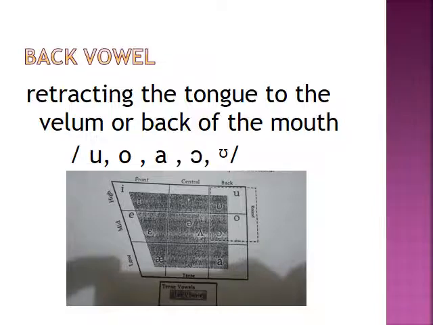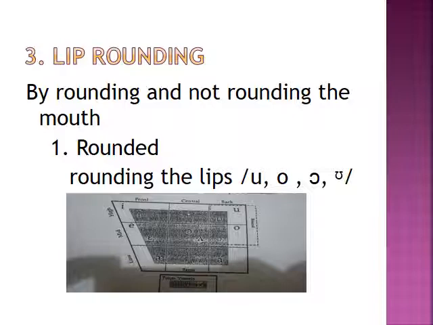Lip rounding is the classification of vowels based on the shape of the mouth or the shape of the lips, by rounding and not rounding the mouth. The first division is rounded. So you have to round the lips. What are they? The first one is ooh, oh, uh.